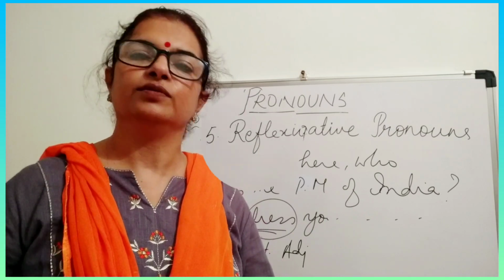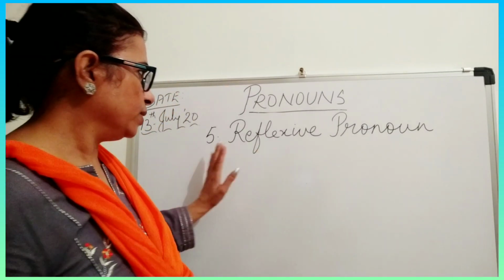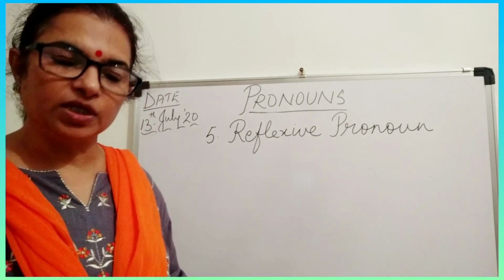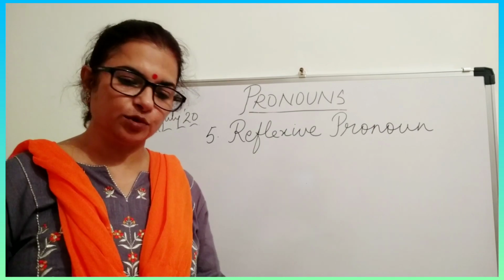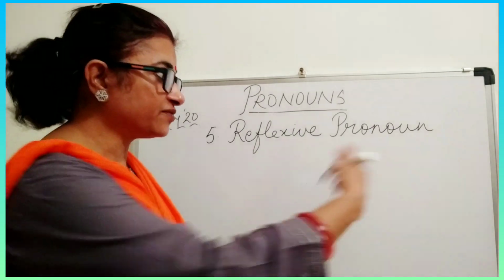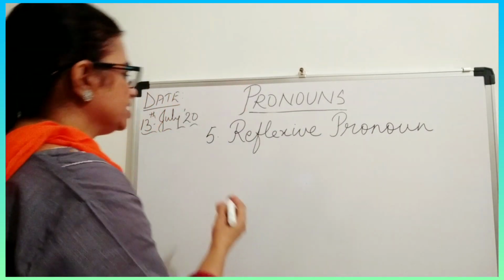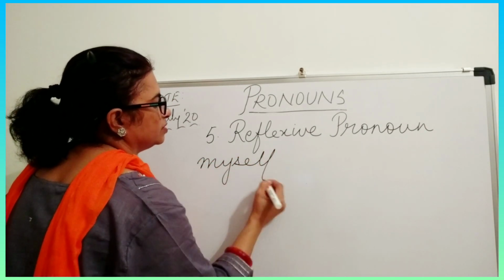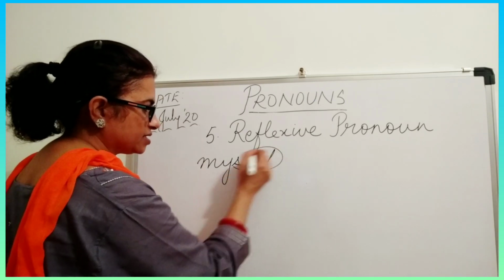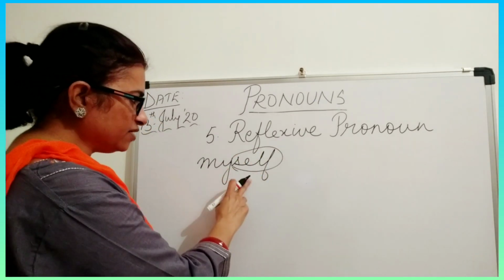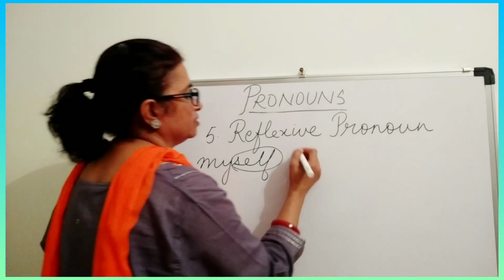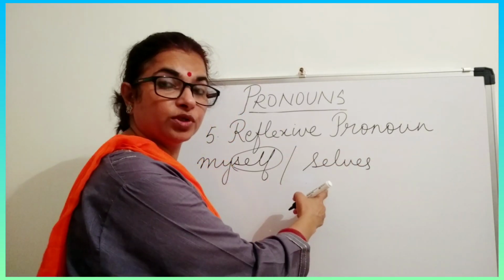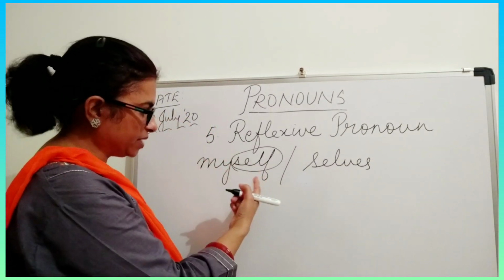Now children, let us do the fifth one, that is the reflexive pronoun. Now what is a reflexive pronoun? Reflexive pronouns are the pronouns that take self after it. For example, if I say myself, so this suffix, self, is being added. Now self is for singular and selves for plural. So my is singular, so I will be adding myself.